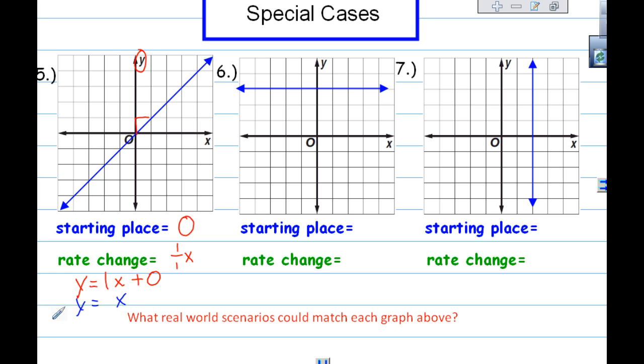Which means you have to understand that in reverse. If you see y equals x and you're asked to graph that, you have to know that means y equals 1 over 1x plus 0. You have to know to start at 0 and go up 1 over 1. Without any numbers being here, you have to gather all that information.